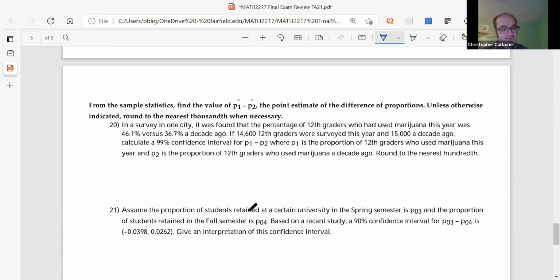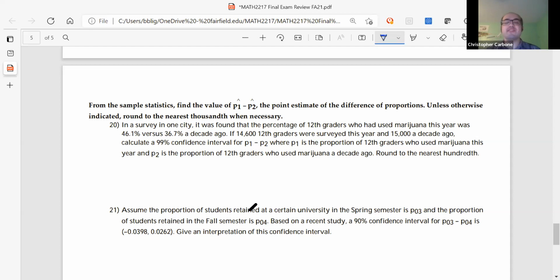Question number 20. Based on the sample statistics, we want to find the value of p1 hat minus p2 hat, which is the point estimate of the difference of proportions. Unless otherwise indicated, we are going to round to the nearest thousandth when necessary, but as the question notes, we're going to do hundredth. So that's besides the point.